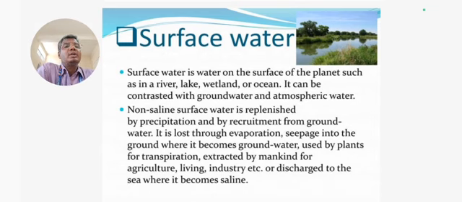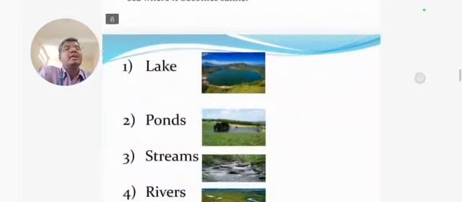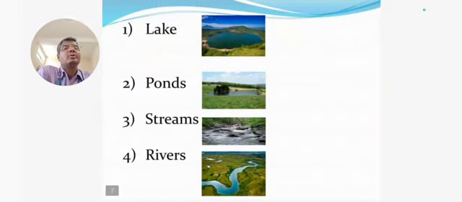Non-saline surface water is replenished by precipitation and by recruitment from the groundwater. And these are all the examples. These pictures show you the lake, ponds, streams, rivers, etc.